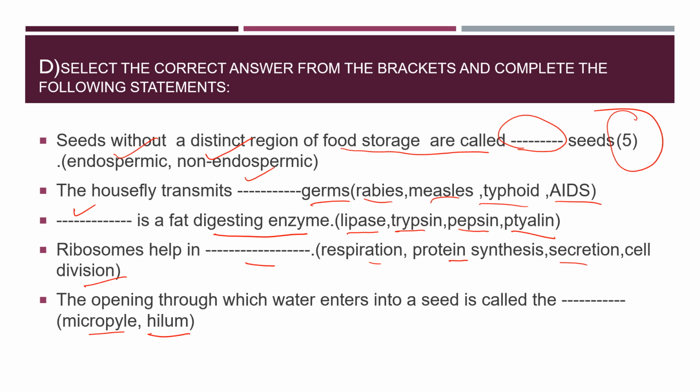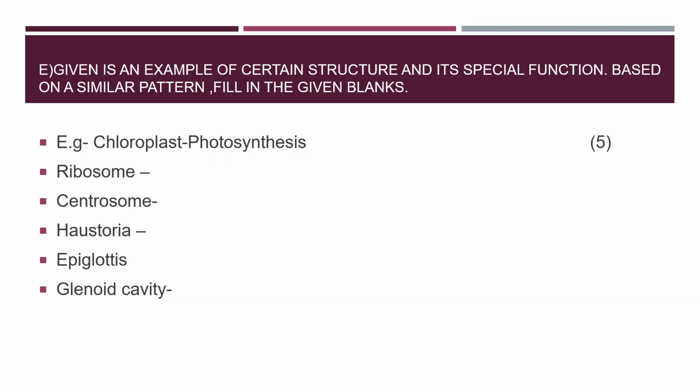So let us get started with the next one. Now in this question given is an example of certain structure and its special functions. Based on a similar pattern, fill in the given blanks. So first example is a chloroplast is used in photosynthesis.